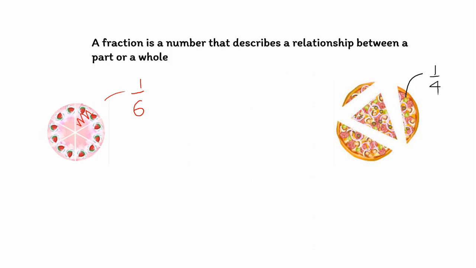The only thing you have to keep in mind is that the parts should be equal in size. How do I write? I write 1/6. Now this 6 is the denominator. Okay, we call this 6 the denominator and we call this 1 the numerator.